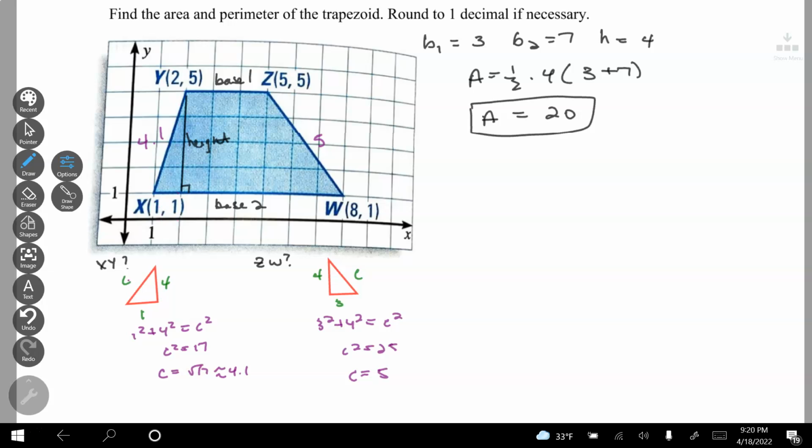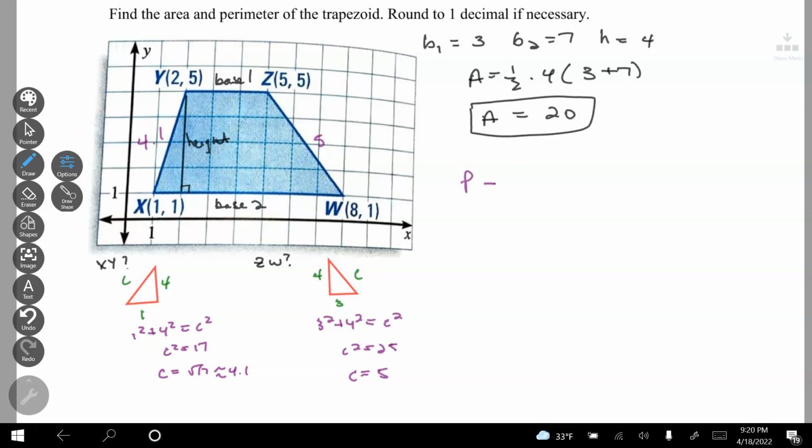The height is 4. I have 1 squared plus 4 squared is c squared. I got c was about 4.1. And then over here, I have a height of 4, and this side is 3. And to figure out ZY, I did 3 squared plus 4 squared equals c squared. And I think Jasmine will be very happy to know that c is equal to 5, since she writes it on the board all the time.